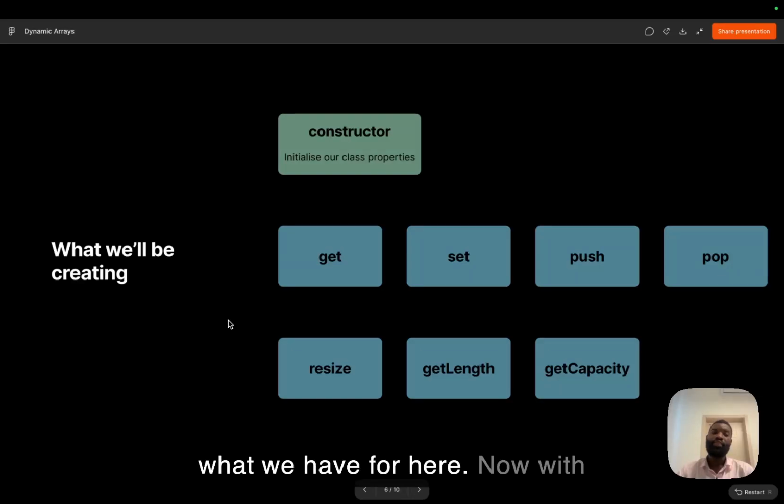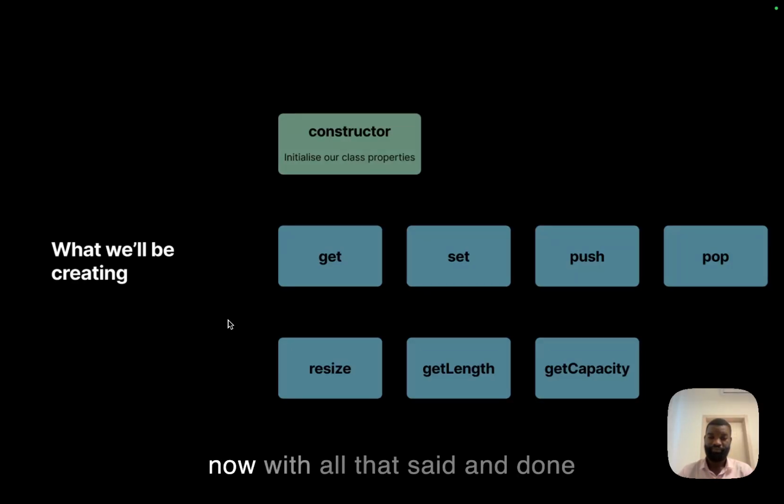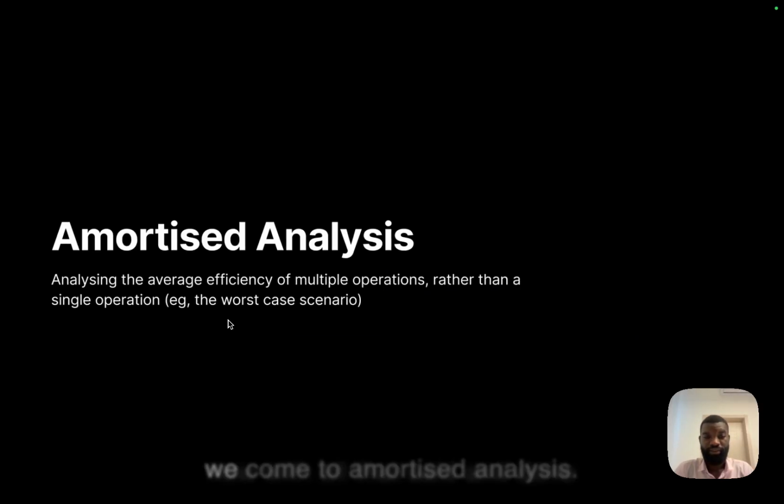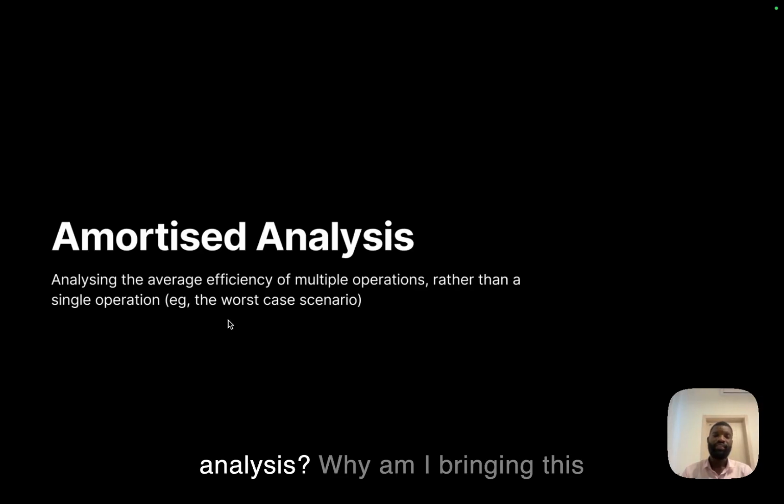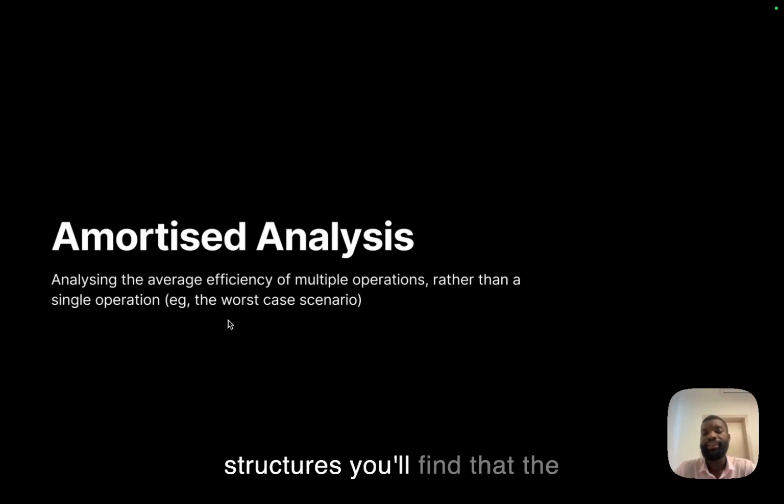Now, with all that said and done, we come to amortized analysis. Now, what exactly is amortized analysis? Why am I bringing this up? Well, for some data structures, you'll find that the best representation of the efficiency of that data structure is by analyzing the average efficiency of multiple operations rather than a single operation, usually referred to as the worst case scenario.